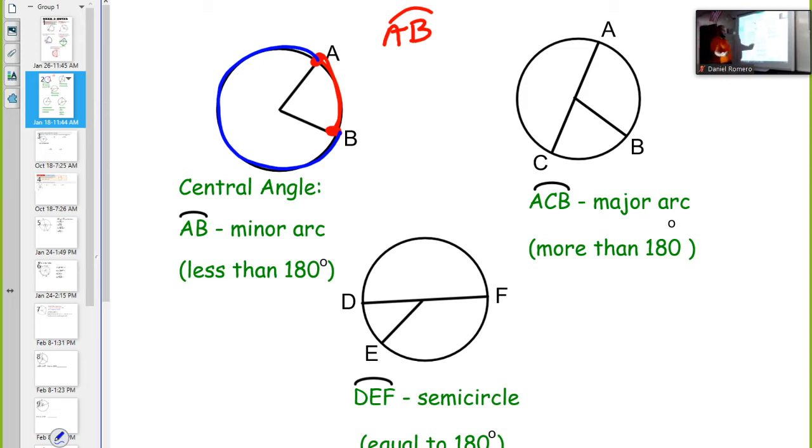Okay, the shorter way should be less than 180 degrees. That is called a minor arc. And the way that you would show that is what I showed you here, which is just a little arc symbol with 2 points.